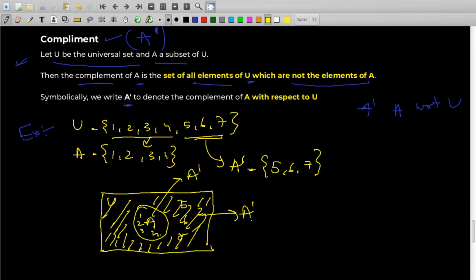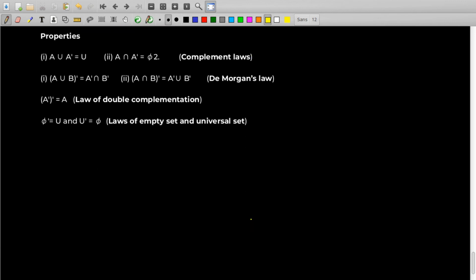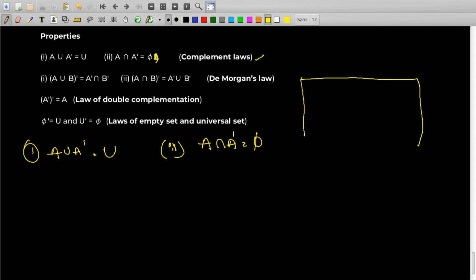That is a complement. There are some important properties of complement which we have to see. The complement laws are there. These are two complement laws. Let's see what these are. The first law says that A union A dash will be the universal set, and the second part of it says that A intersection A dash will be a null set. How? Let's see that.